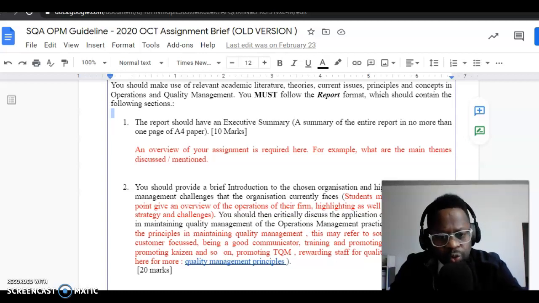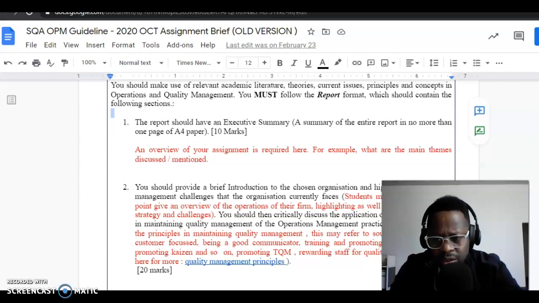Now, what is required? First things first, you can do this last, right? Because it's an executive summary. An executive summary is like an overview of what your assignment is about, right? So an overview of your assignment is required here. For example, what are the main themes discussed and mentioned? All right, so that's that.